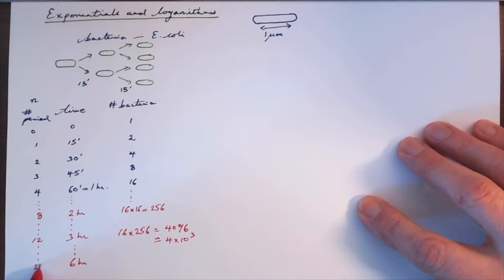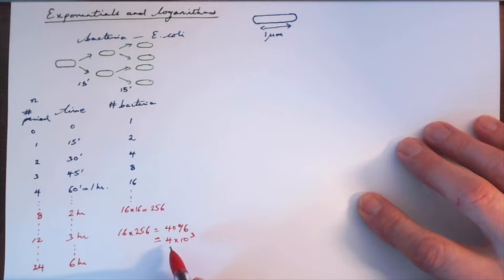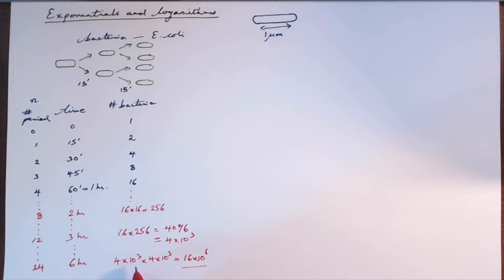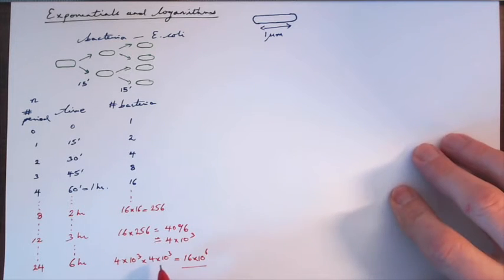This will be 24 doubling periods, and each of these 4,000 bacteria will have gone through 12 doublings, and so we will have 4,000 times 4,000 bacteria, which is 16 times 10 to the 6, using our knowledge of manipulating indices that we have from National 5 Maths. So after 6 hours, 16 million bacteria.